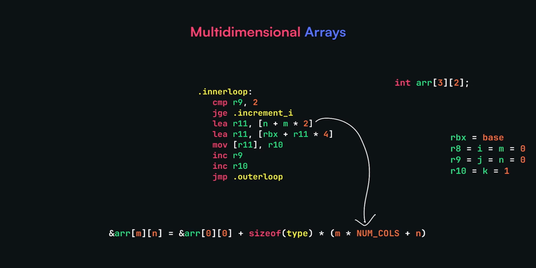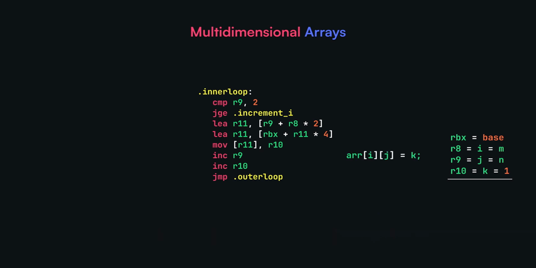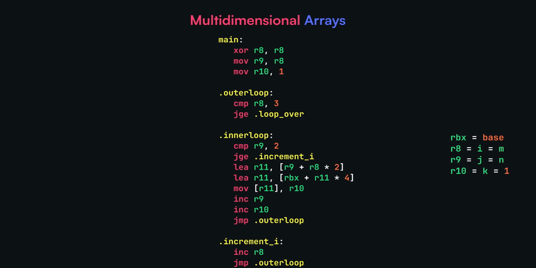If we look at the next instruction, we're going again from right to left. So the 4 that you see is the size of the array's type, which is integer. R11 is the result of the previous instruction, and RBX is the base address of the array. So these two instructions essentially just do this calculation to find the address of the ith row's jth column and then store it in R11. Now the value stored in R10, which is the value of K, is moved into the address pointed to by R11, which is the same line as this code, and then the registers are updated and the loop continues until the requirements are met.